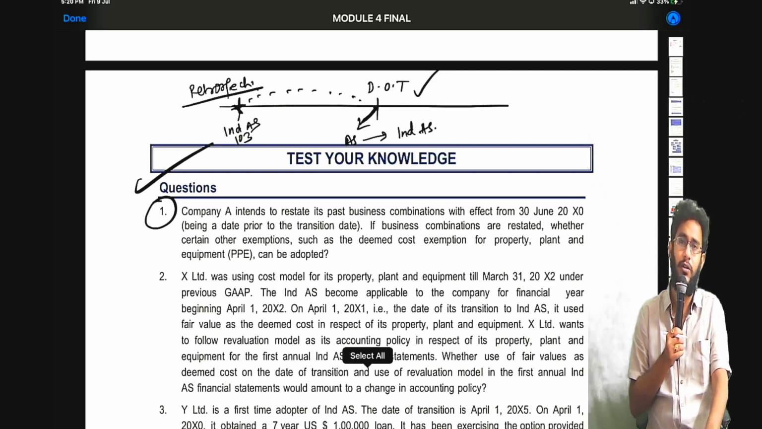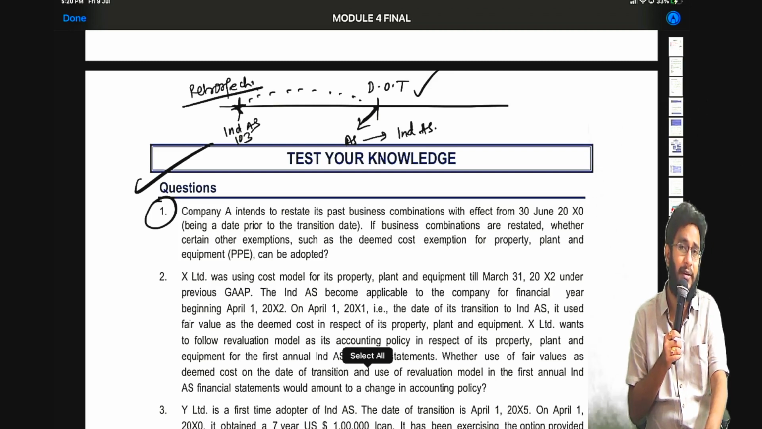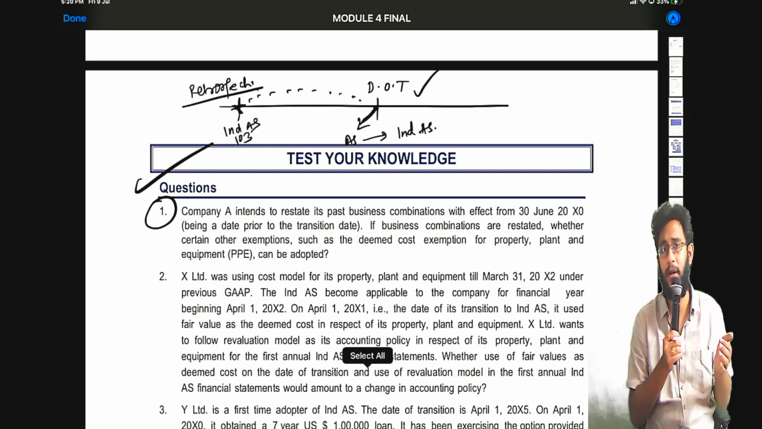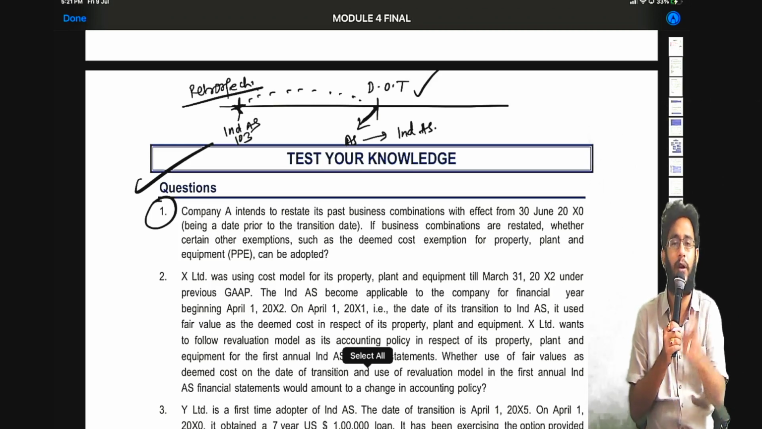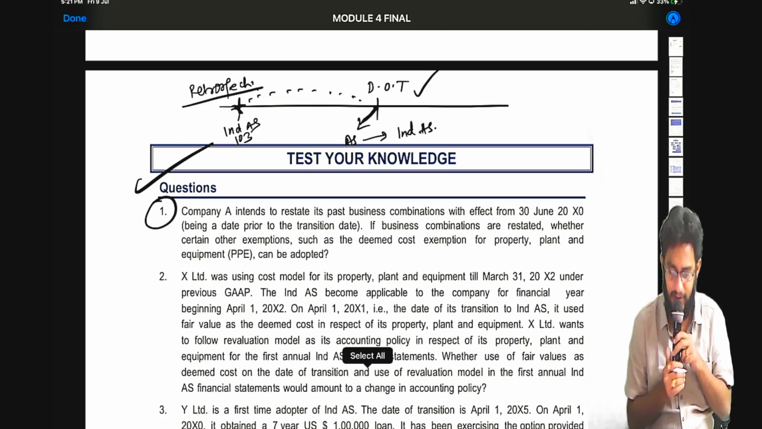So once you decided to apply Ind AS 103 retrospectively, those PPEs which you have acquired in the course of business combination, on that how can you take deemed cost exemption? You cannot take. For other PPEs, you can definitely take deemed cost exemption. That will be your answer.